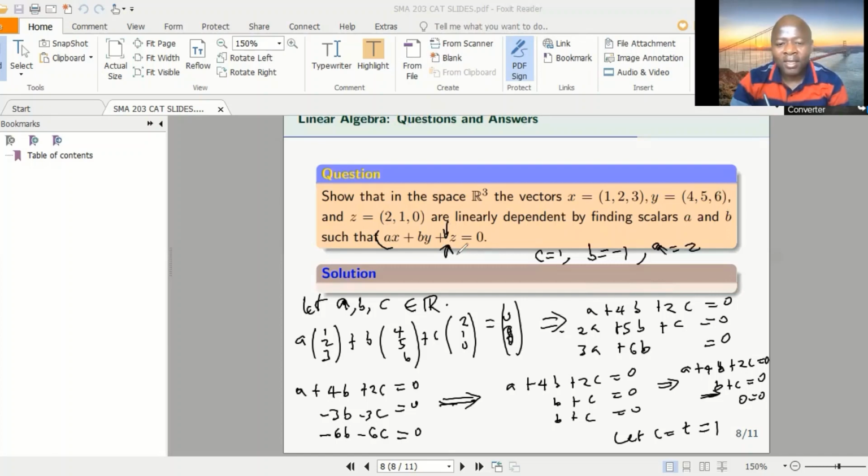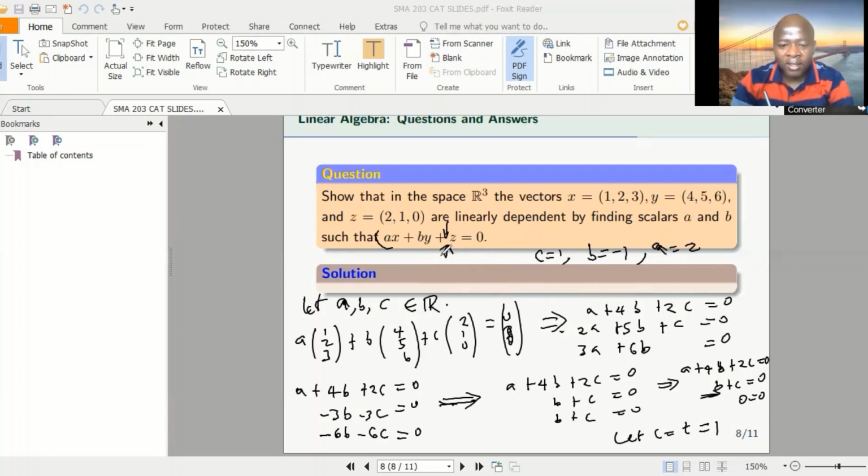And that is the only tricky part in this question. The parameter T was given to us. So this is the answer: A is 2, B is -1, and C is 1. But the question did not want us to choose T because it was given to us.